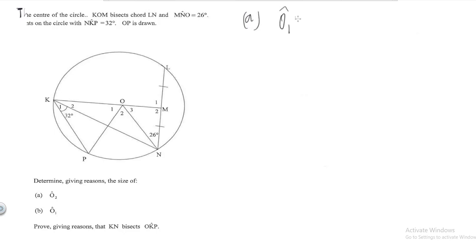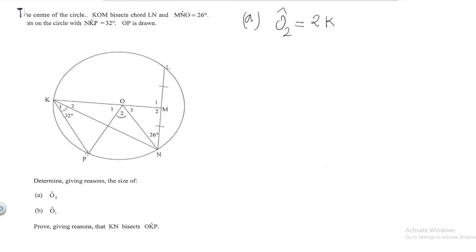O1, O2. So O2 will be equal to what? Will be equal to double K. Angle at the center. This angle at the center is double of this angle. Look at, we have a OP, we have a ON. Can you see? Then we have from N to K and from P to K.